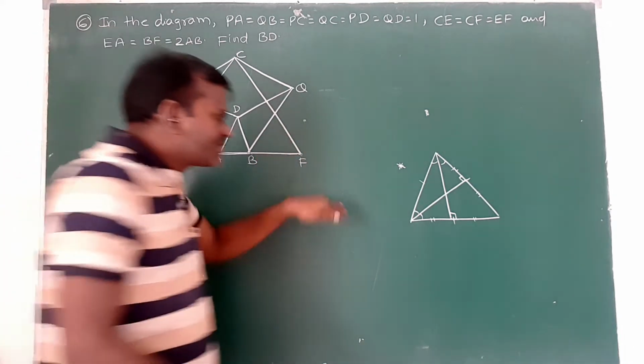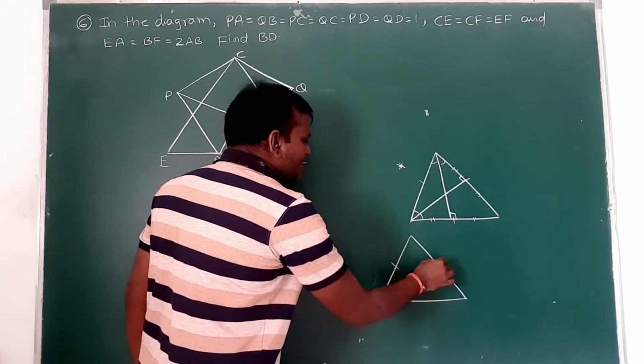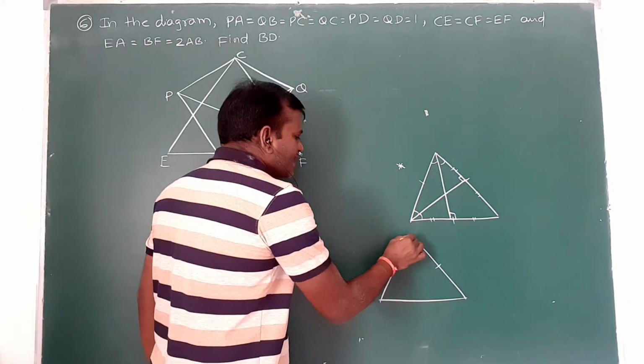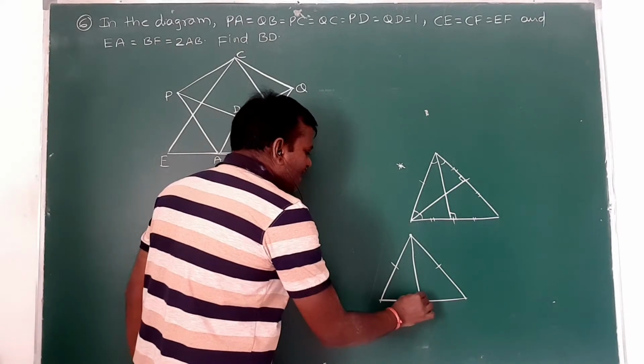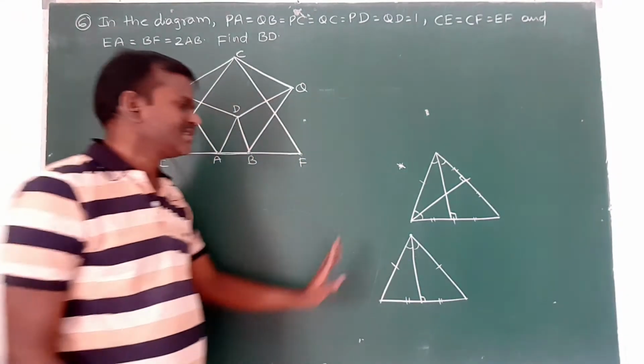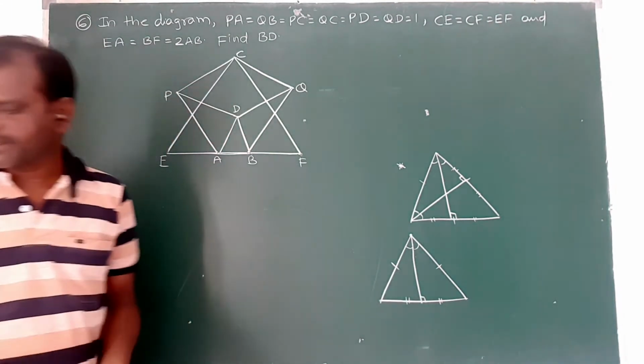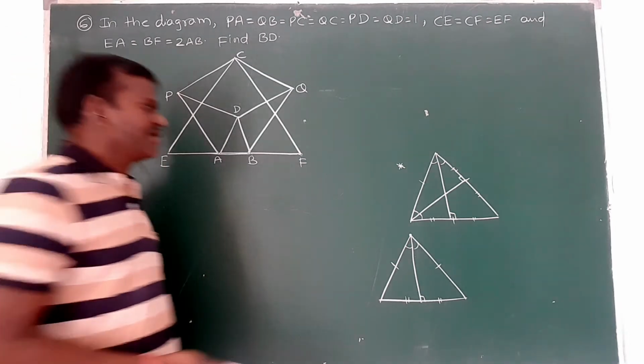Similarly, for an isosceles triangle, suppose these two lengths are equal. From this common vertex only, if I draw the median, altitude, angle bisector, all coincide here. From this vertex, not from these two vertices. This is the important property of the isosceles triangle.